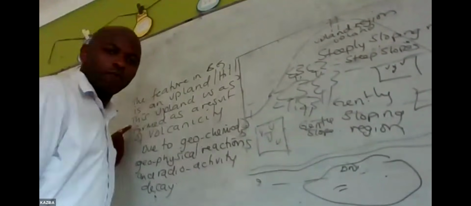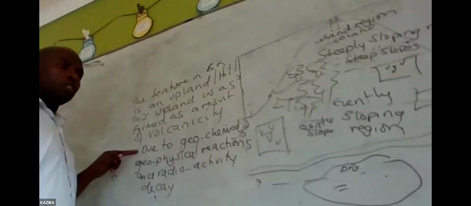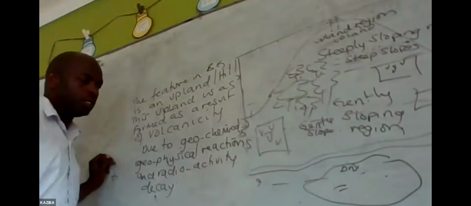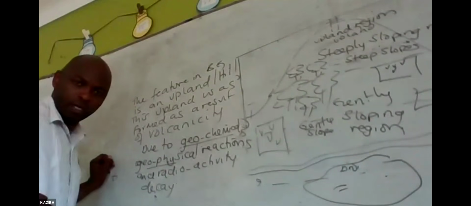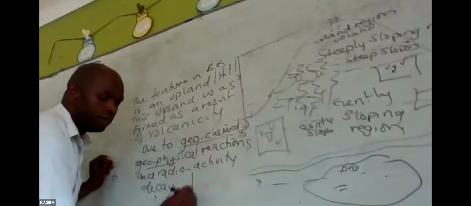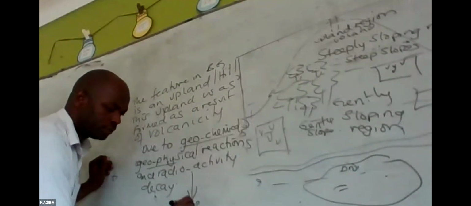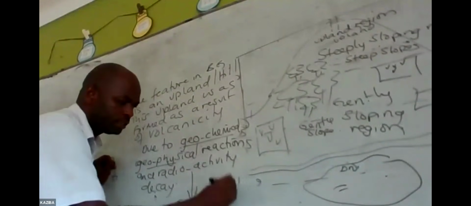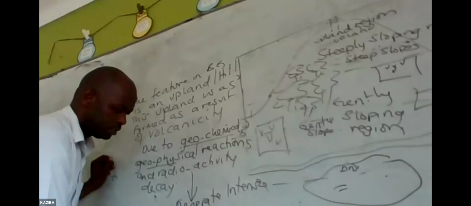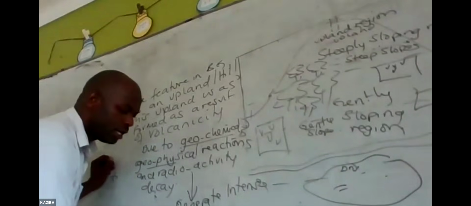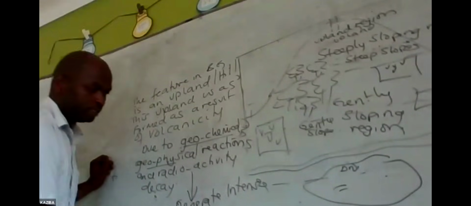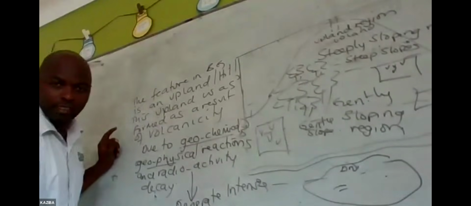The feature in the background is an upland. It was formed as a result of volcanicity. Now when you say "due to," you're giving the origin: due to geochemical, geophysical reactions and radioactivity decay. What do these do? They generate intense heat. Are you following? So they generate intense heat.